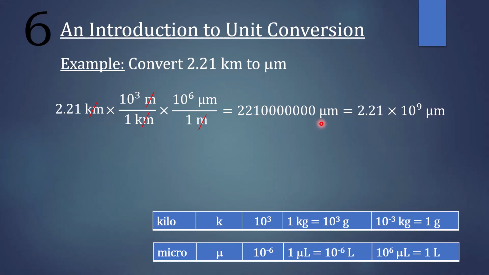A whole bunch of zeros. It becomes much more convenient to write it in scientific notation. I do have a video on scientific notation. If you haven't seen that, you might want to check it out. All I have to do is move that decimal place to the left, in this case 9 times. There's 6, 7, 8, 9, and I've got my answer in scientific notation.